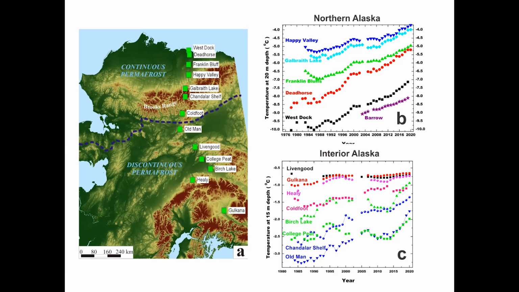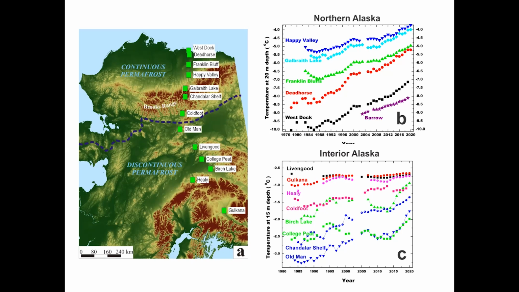When you go to the southern portion, starting from Chandler Shelf, which is in the Brooks Range, it's already much more impacted by vegetation type, surface conditions, and snow accumulation. So that's why in the southern part the coldest temperature right now is at College Peak, which is in Fairbanks.